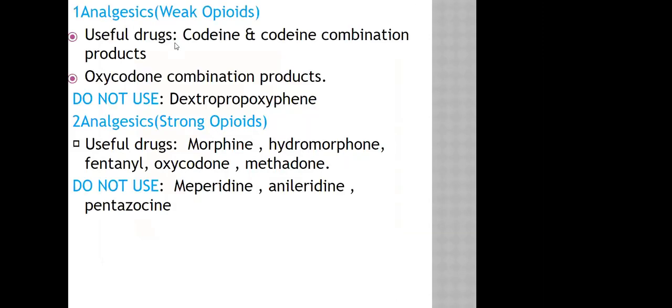For analgesic weak opioids, we use the drug codeine combination product and oxycodone combination product. We should not use dextropropoxyphene along with this medicine. For analgesic strong opioids, we use morphine, hydromorphone, fentanyl, oxycodone, and methadone. Along with morphine, we should not use meperidine, anileridine, and pentazocine.